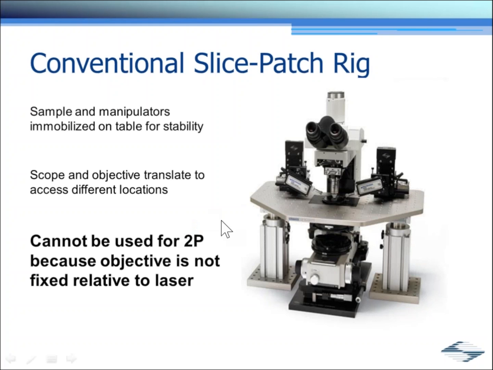However, because the microscope moves, it cannot be used for two-photon imaging, because the two-photon laser would be coupled into the microscope, and then as you translated, the microscope optical path would be off axis of the optical path of the laser. So that would not work for two-photon imaging.